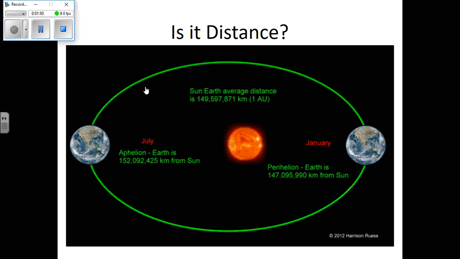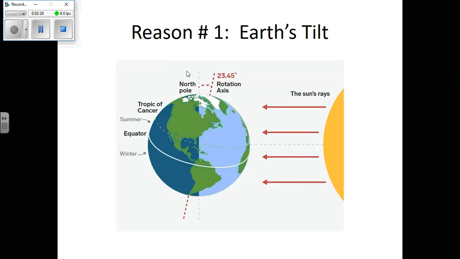If you look at the dates when these two positions happen, though, you quickly start to understand that, oh, well, that doesn't make sense. If it was distance that is causing the seasons, why is it that we are closest to the sun during our coldest months? Our perihelion position is in January, and it's actually warmest in the northern hemisphere in July, and that's actually when we're farthest from the sun. So, with that information, we can quickly rule out distance as the cause for the seasons. Rather, what is the cause? There are two major reasons for the seasons.